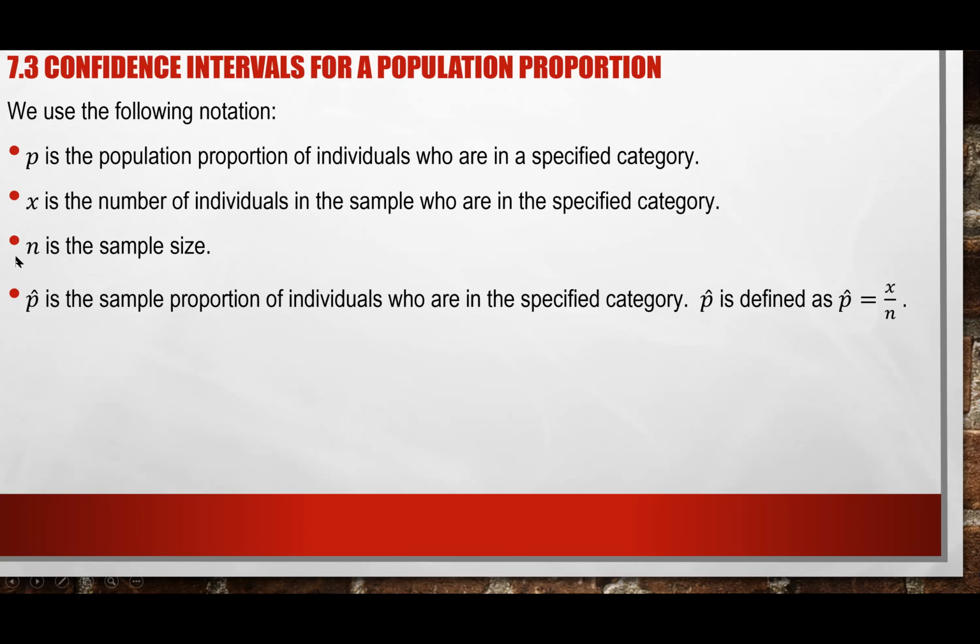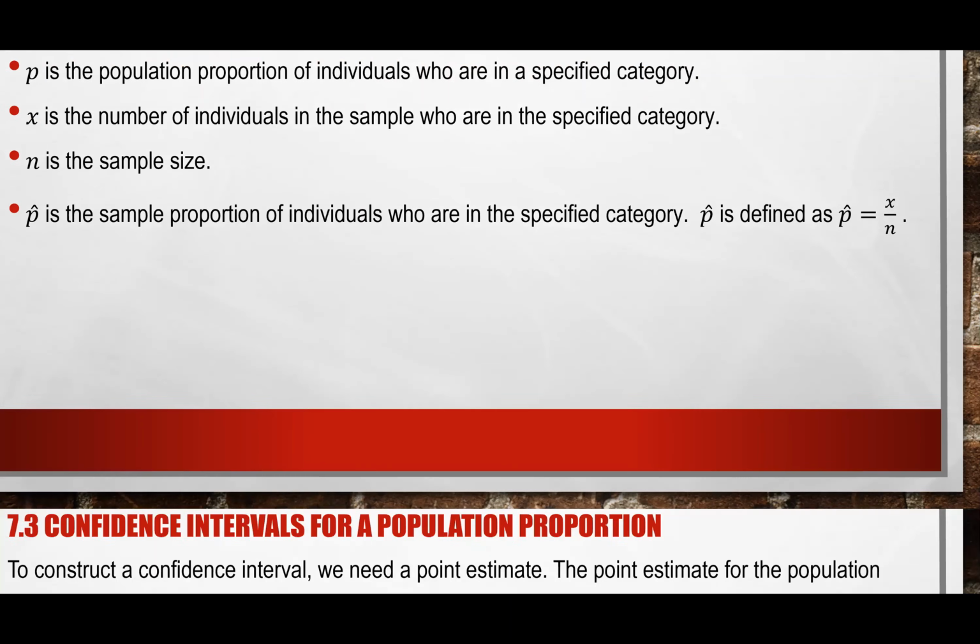And now the p hat, ladies and gentlemen, is your point estimator for your population proportion. Remember, in 7.1 and 7.2, the x bar, the sample mean, is the point estimator for the population mean. In this case, the point estimator for the proportion is p hat, which is x divided by n. So if I ask what proportion of people use an iPhone based on the numbers I gave, you say 5 divided by 11, a little bit less than 50%.